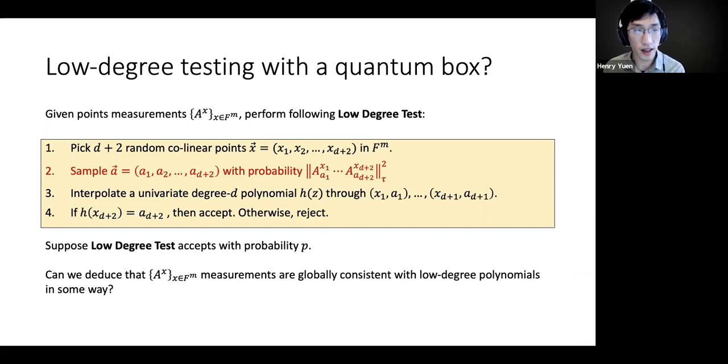Suppose this test accepts with probability p with these measurements. What can we say about the measurements? What structure can we deduce about them? Can we somehow deduce that they're globally consistent with low degree polynomials in some way?